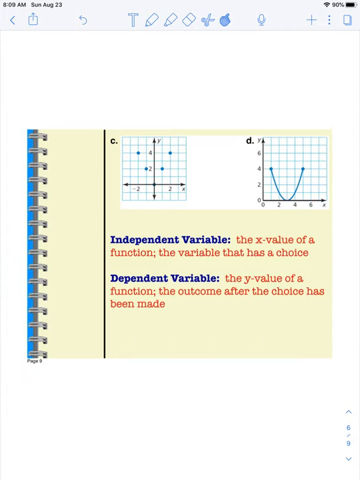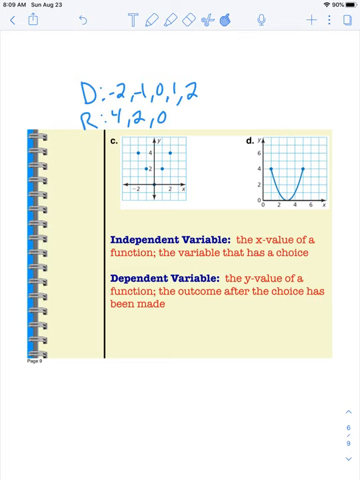And part C and D are continuations of the last example, so we're still finding domain and range. C is discrete data, so we can just list it out. The domain, I'll list the x values. It looks like I have -2, -1, 0, 1, 2. And the range is the y values, so I'll list those out. I have 4, 2, 0. And then 2 and 4 repeat, so I don't need to write them again.